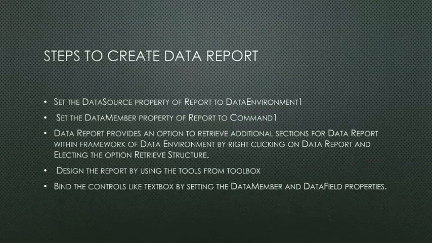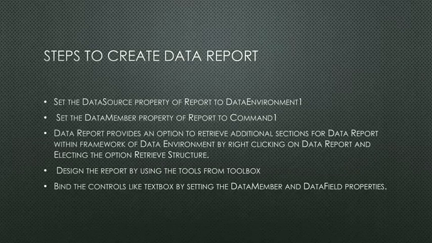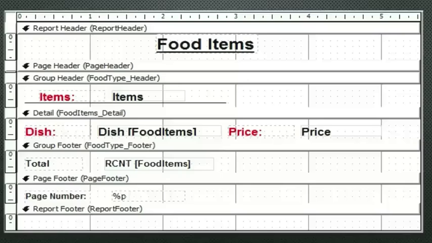Steps to create a data report. Set the data source property of the report to data environment 1. Set the data member property of the report to command 1. The data report provides an option to retrieve additional sections within the framework of the data environment by right clicking on the data report and selecting the option Retrieve Structure. Design the report by using the tools from the toolbox. Bind the controls like the toolbox by setting the data member and data field properties.